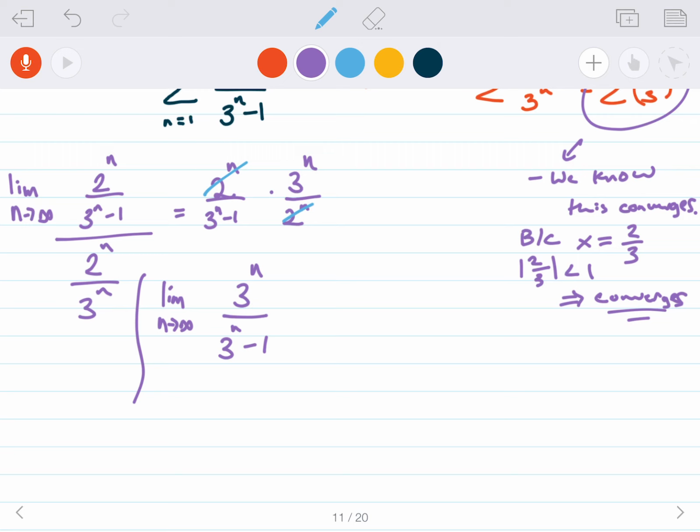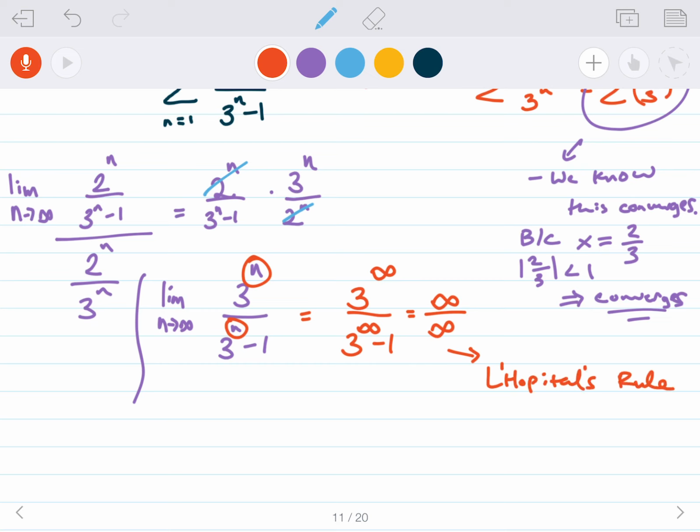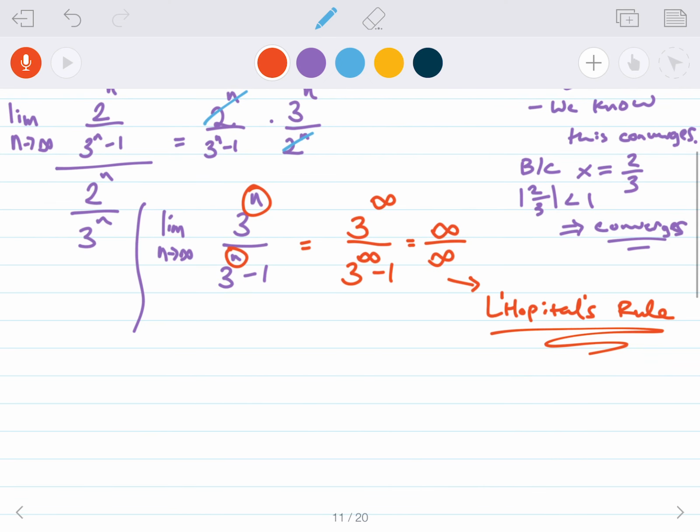So what can we do at this point? Well, the only thing we can really do, we're kind of done canceling here. If we plug in infinity in for n, to evaluate the limit, we end up getting indeterminate form, right? We get infinity over infinity, which tells us that we can use L'Hopital's rule.